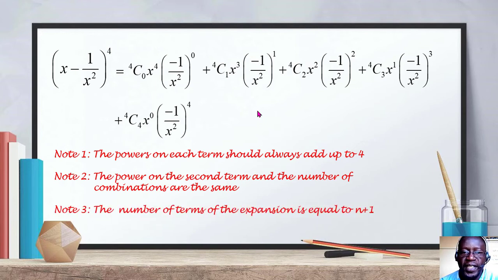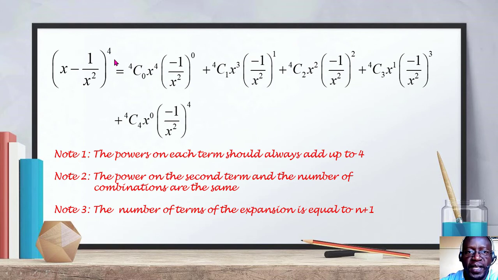And note number 3, the number of terms in the expansion is always equal to n plus 1. So we said this is n, and then plus 1 should equal to what? 5. So the number of terms in the expansion are 1, 2, 3, 4, 5. So if we're expanding to, let's say, the power 7, the number of terms in the expansion will equal to what? 7 plus 1, which is equal to 8.